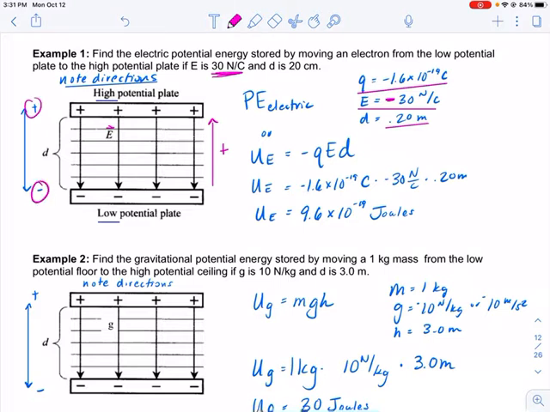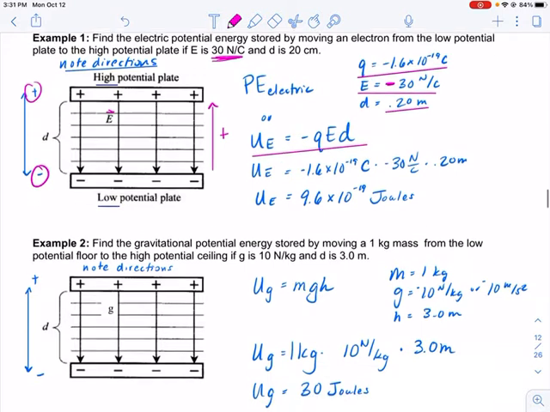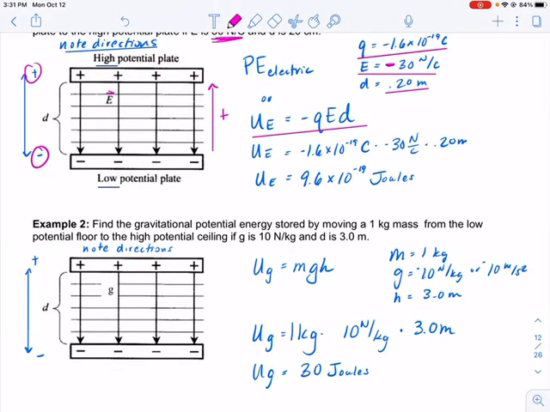So I'm simply going to plug those numbers into the formula. Electric potential energy is negative QED. And then I'll solve, and I get 9.6 times 10 to the negative 19th joules.